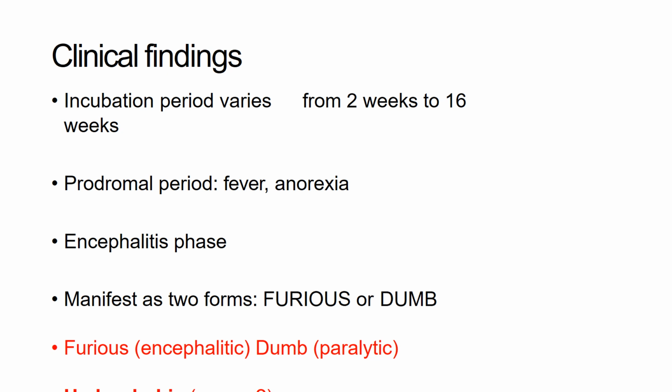So again, just a quick review of what the clinical findings may look like. In the initial phase there might be flu-like symptoms, followed by a proper encephalitis phase, which can exhibit as seizures, anorexia, or severe fever-like symptoms. And again, the two forms of this disease, rabies virus infection, are the furious form and the dumb form. You will have to remember these things, which are very important from your exam point of view.